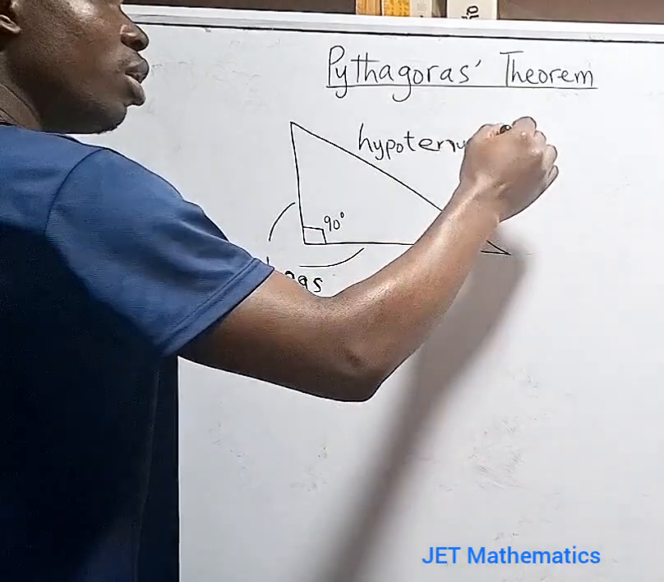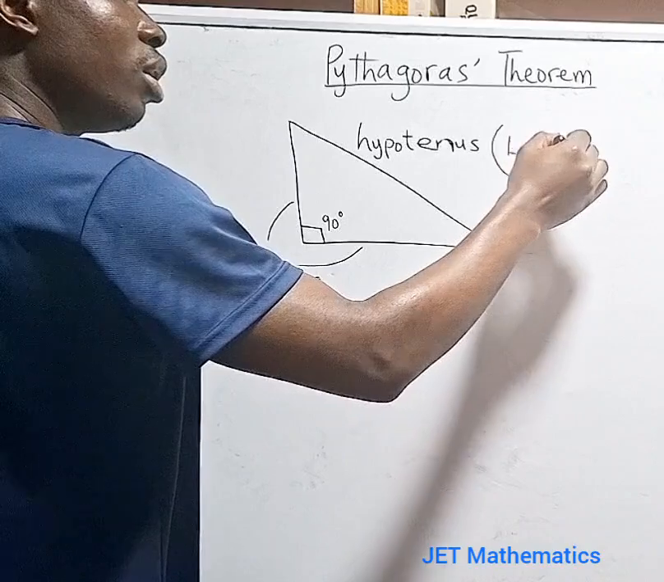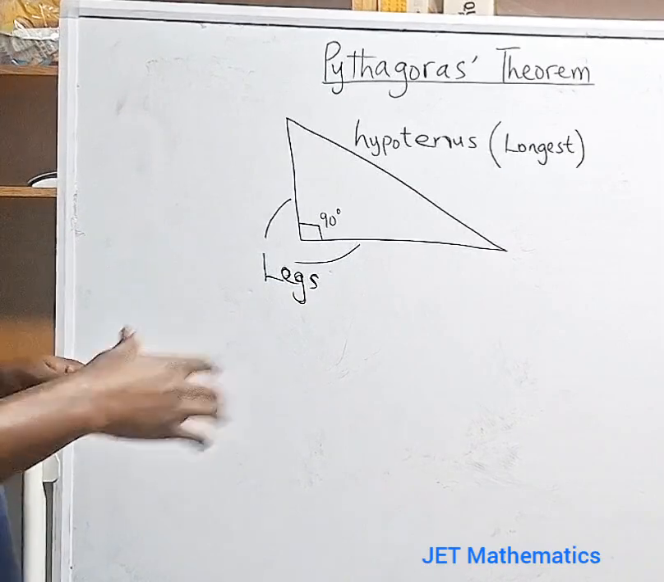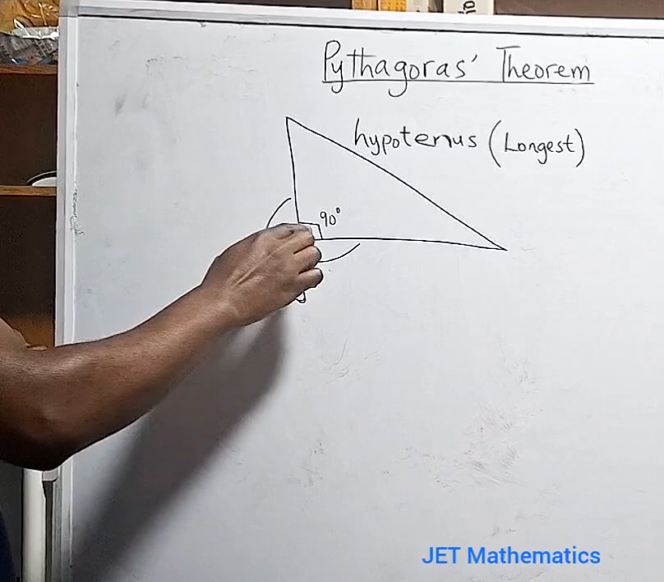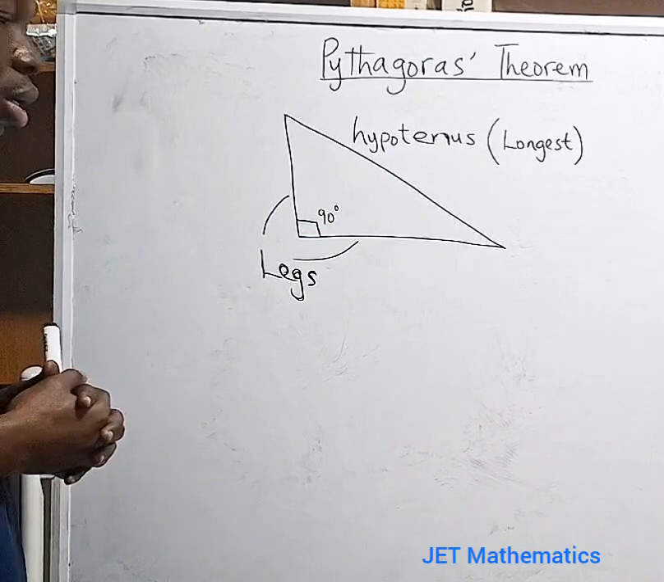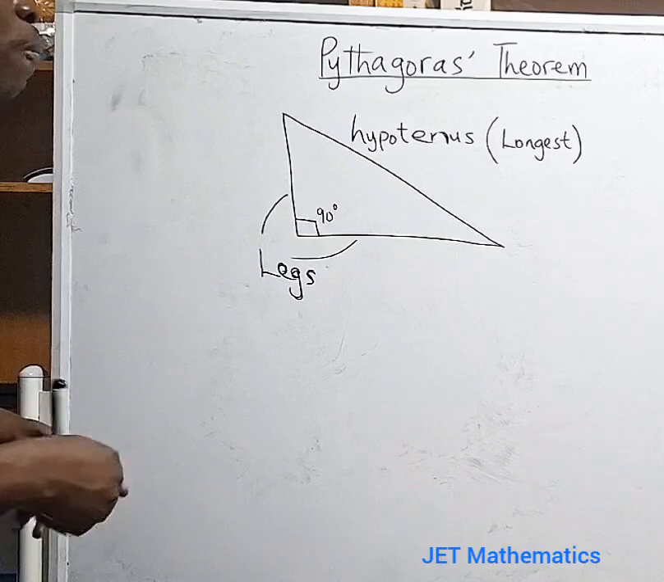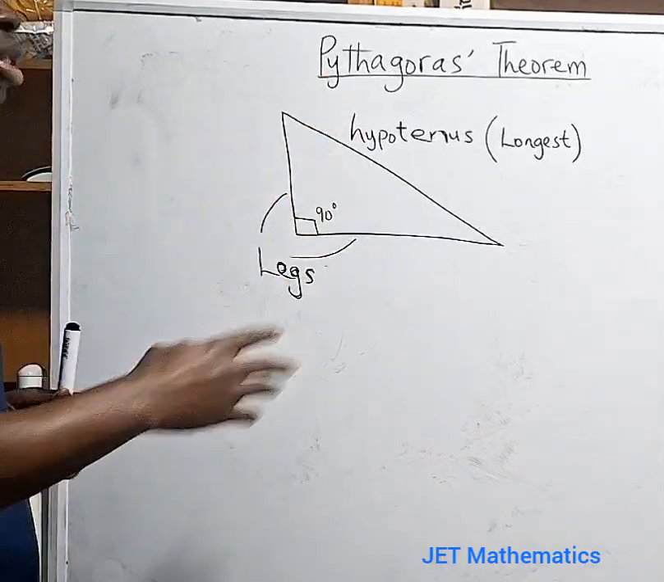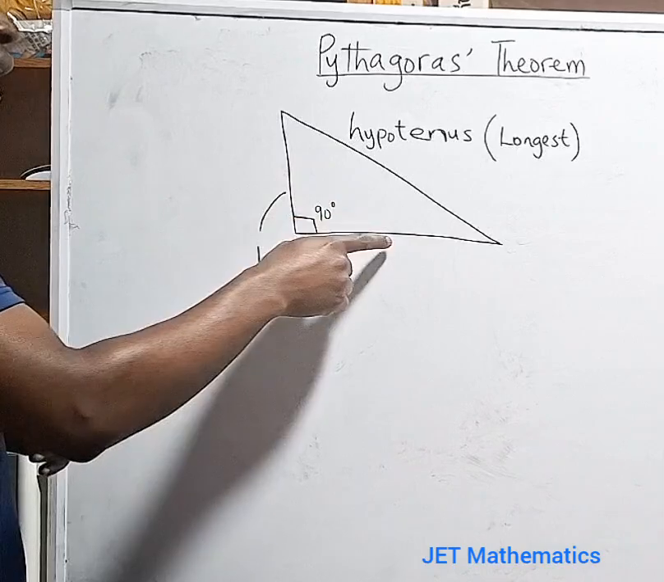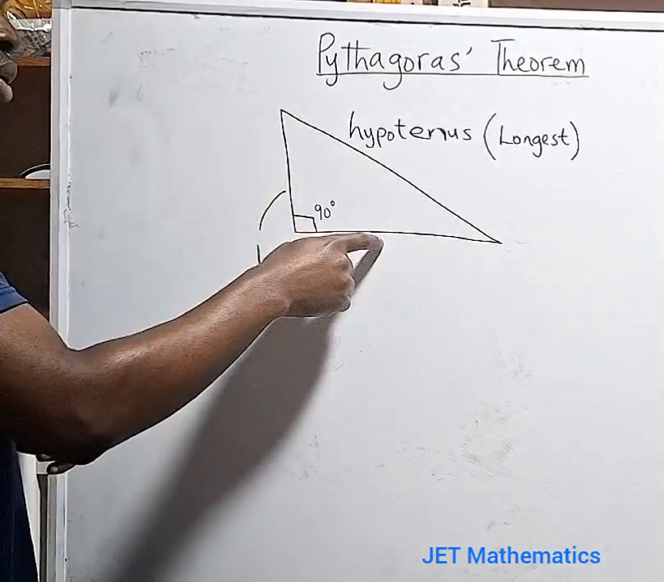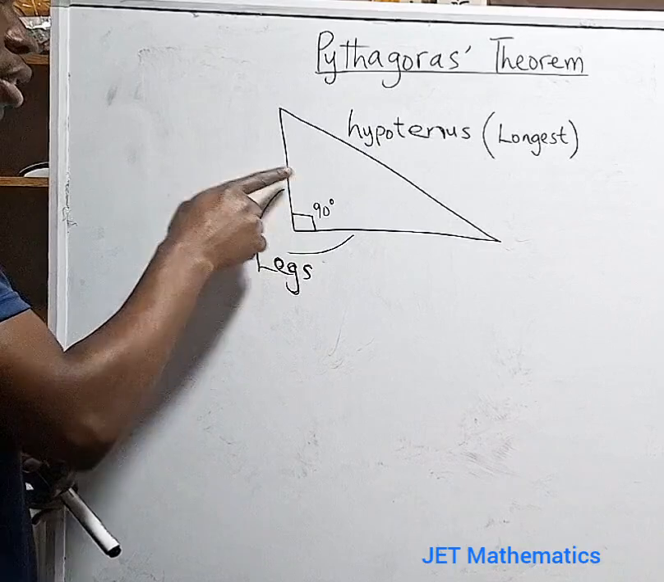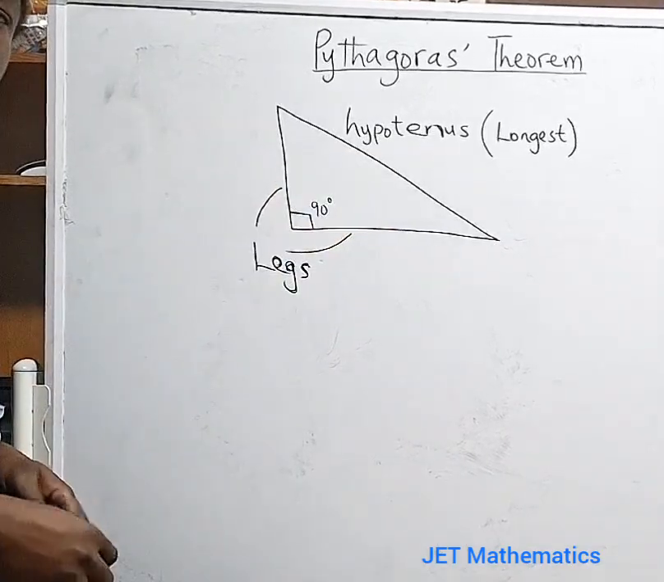Now this side is the longest side. The hypotenuse is the longest side in any right angle triangle. So this is how you identify the sides of a right angle triangle. The side opposite the 90 degree is called the hypotenuse, while the other two sides are called the legs. Okay, so Pythagoras theorem is only used when you want to get the sides of a right angled triangle. We only apply the Pythagoras theorem when it involves the sides of a right angle triangle.